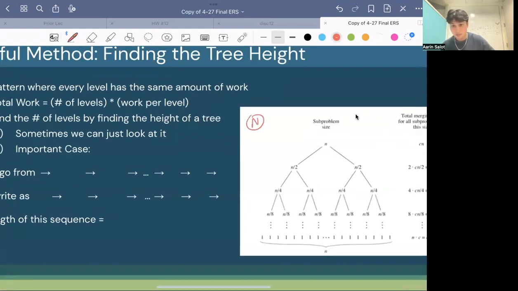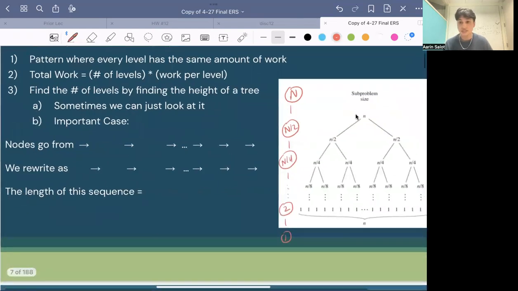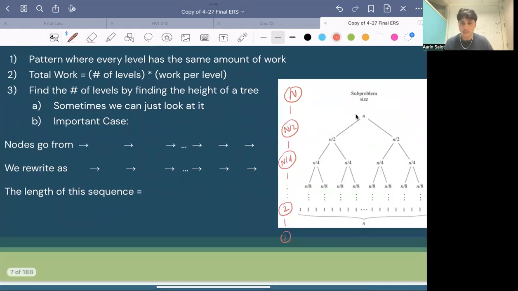This is when our input is going from n to n over 2 to n over 4, all the way down to 2 to 1. So the question is, how do we determine how long the sequence is or how many levels are in it? We can rewrite it using the powers of 2, and it becomes a lot easier to determine that.